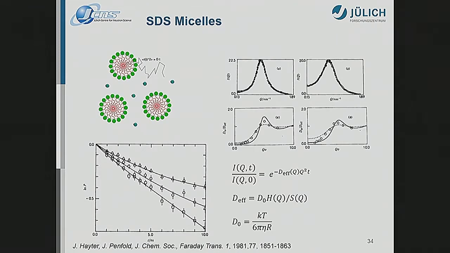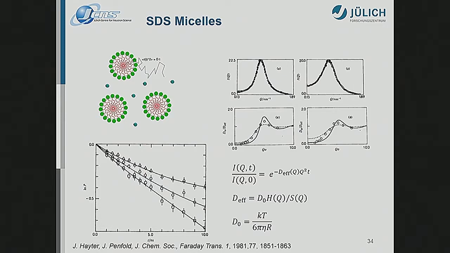So this goes back to 1981. The micelles have these chains with hydrophilic and hydrophobic ends, and at some concentration they form these spheres that are called micelles. And this was the very first measurement that was done with the spin echo, and these are some of the very first spin echo data that came out of any spin echo.